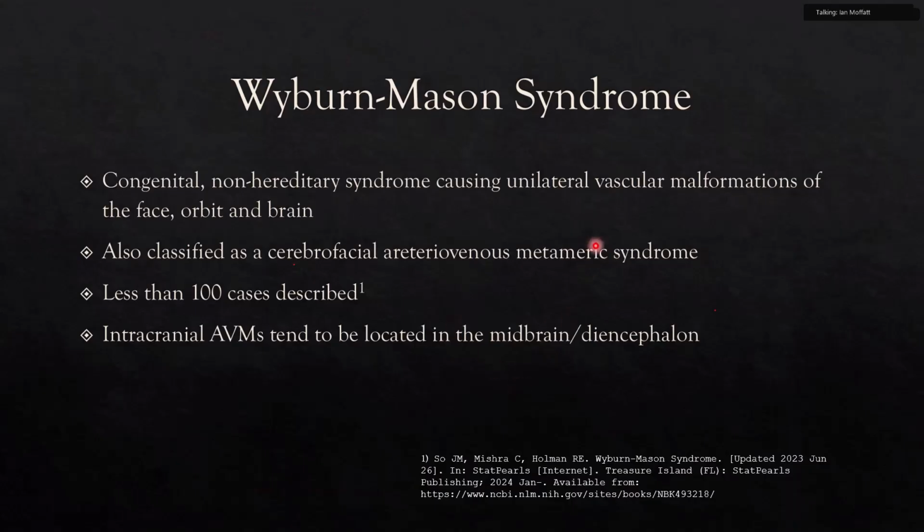Okay, Wyburn-Mason syndrome. This is a congenital non-hereditary syndrome causing unilateral vascular malformations of the face, orbit, and brain. That's also classified as one of the cerebrofacial arteriovenous metameric syndromes. There are less than 100 cases described as of 2024, so quite uncommon. You get intracranial AVMs, which tend to be located in the midbrain and diencephalon, ipsilateral to a vascular malformation of the face and orbit.